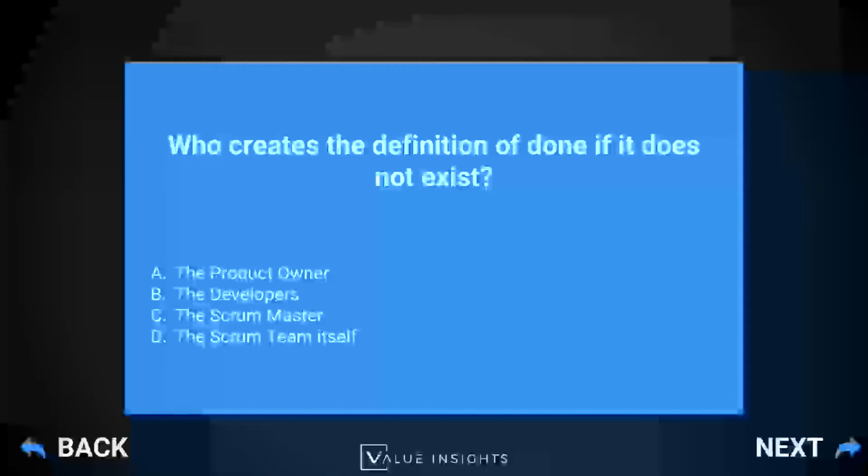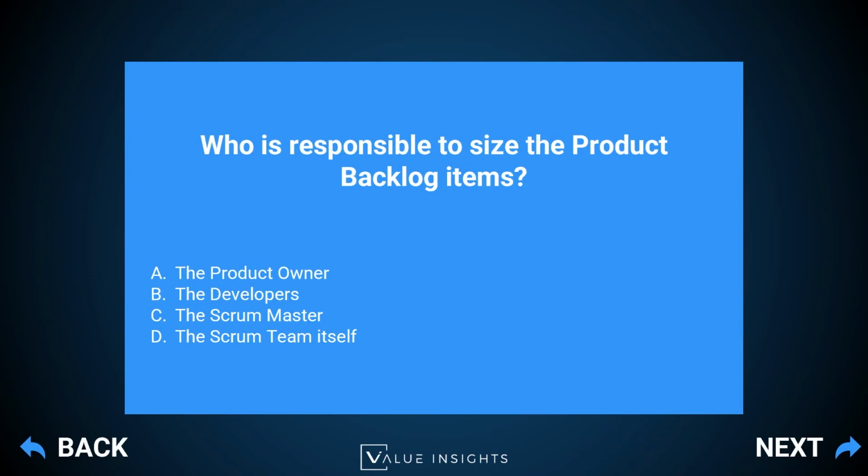Okay, next question. Who is responsible to size the product backlog items? So A, the product owner, B, the developers, C, the Scrum Master, or D, the Scrum team itself.